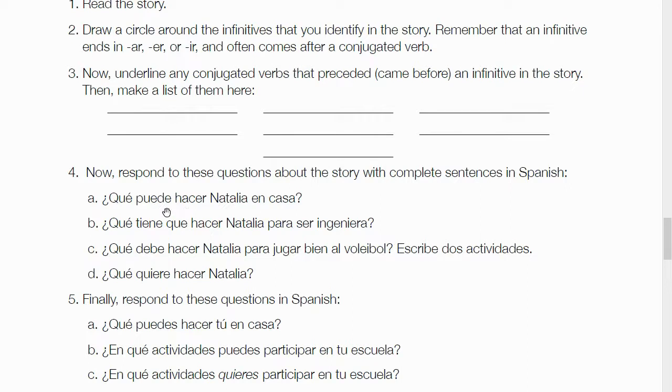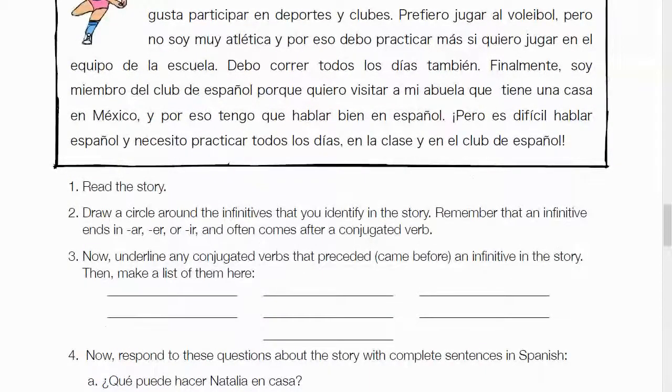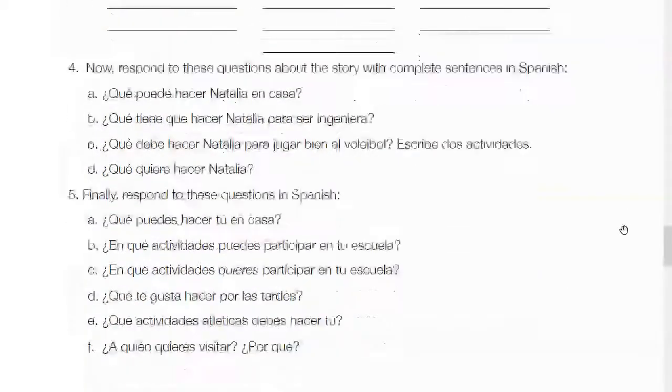Natalia puede. You're using the same form that's in the question of that verb. And then the infinitive. Mirar la televisión. Also, I put some verbs on the board that you may or may not already know for your reference that you'll see in the story. Okay, let's check out number five.